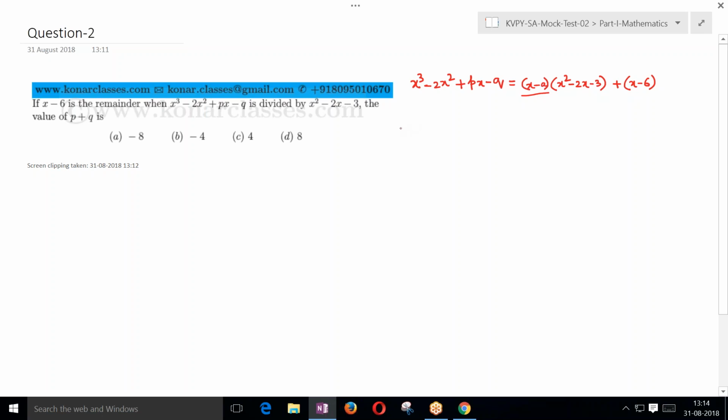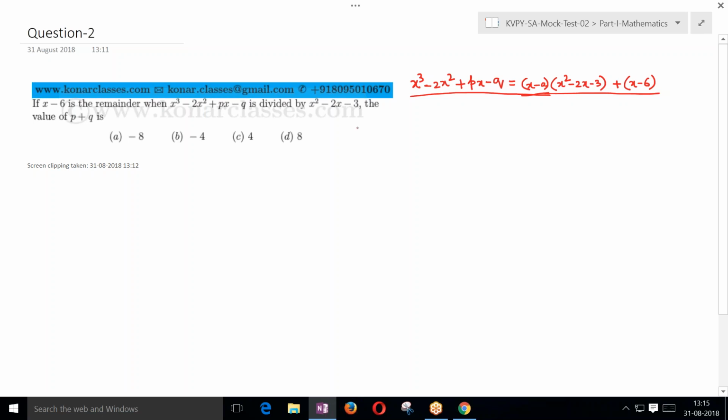So if we assume this, it becomes an identity. What is the difference between identity and equation, for your information? An identity is something which is true for any value of x, whereas an equation is true only for some fixed values of x. So as it is an identity, let us expand.